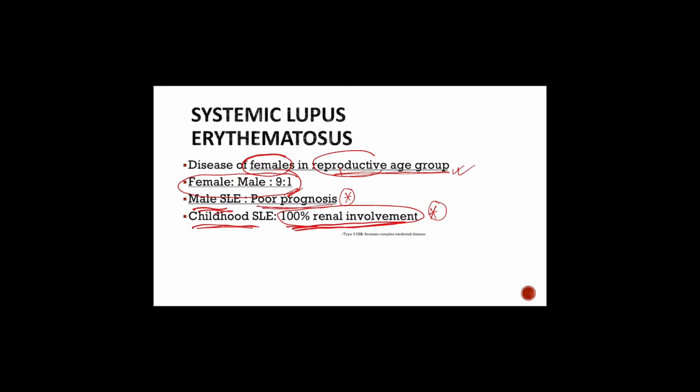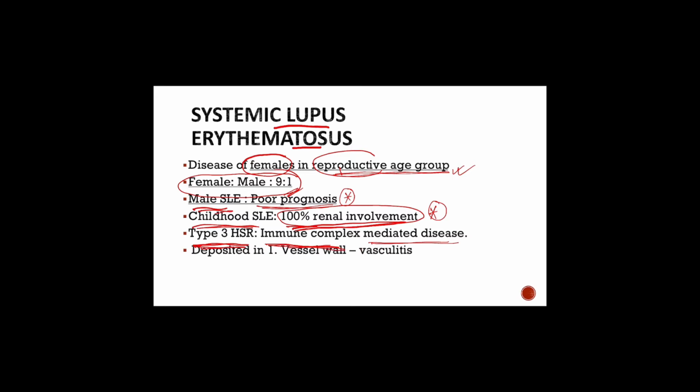It is a type 3 hypersensitivity reaction. SLE is a type 3 hypersensitivity reaction. So what do you know about this? Yes, there will be deposition of immune complex mediated disease. So there will be deposition of immune complexes. Like where? Number one, vessel wall, and it will cause vasculitis. Very simple. Number two, joints, and it will cause arthritis. Yes. And number three, glomeruli. So it will cause glomerulonephritis.